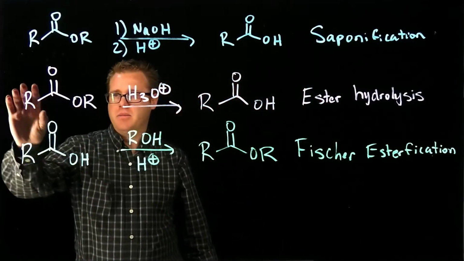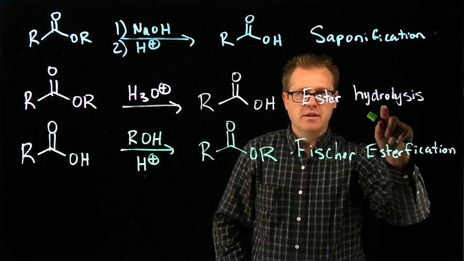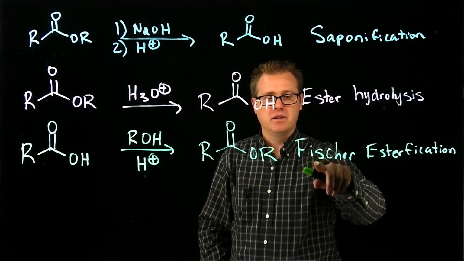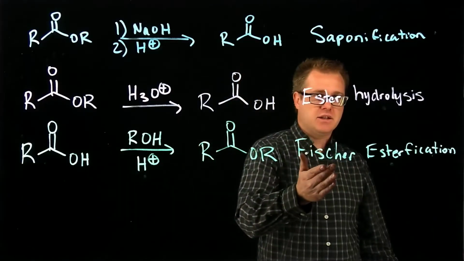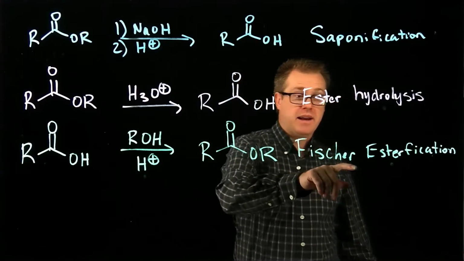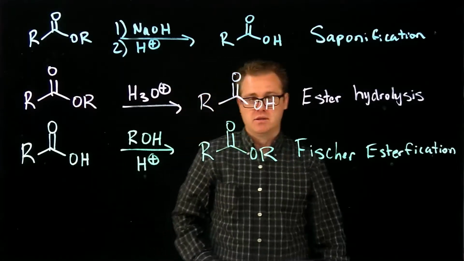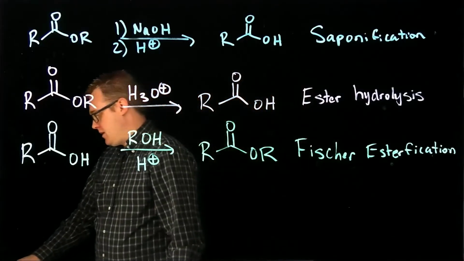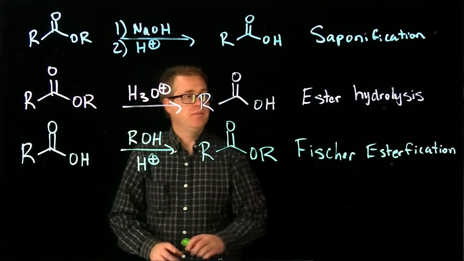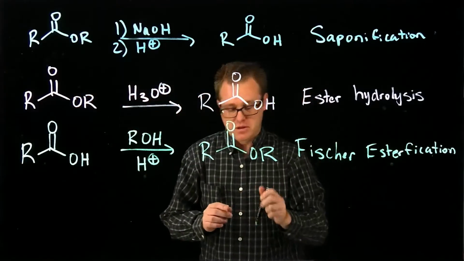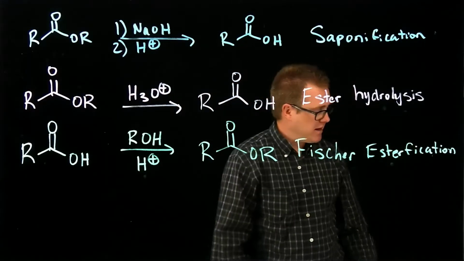But take a look at that pink reaction in the middle and the green one on the bottom. Ester hydrolysis is exactly the reverse of Fischer esterification. So if you know the mechanism for Fischer esterification, just doing the mechanism in reverse is going to get you the ester hydrolysis mechanism. So I would like to take the time to show you that mechanism, this one right here in the middle. But please note that this mechanism is simply the reverse of the Fischer esterification.